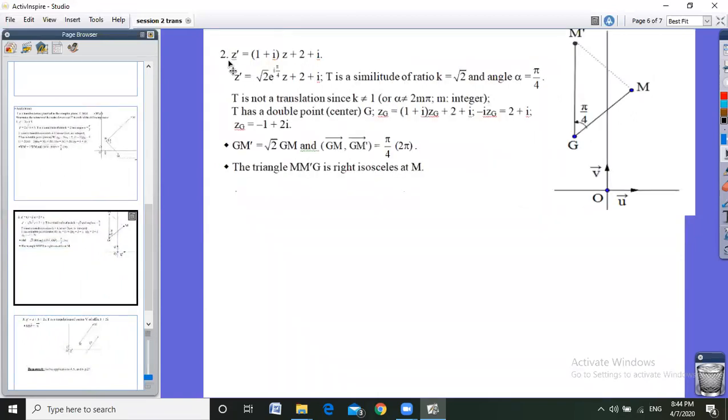Second application, same as before, we write 1 plus i in exponential form. T is also a similitude in this case, since K is radical 2, it's different than 1, and alpha is different than 0. So also we have the general case. Since T is a similitude, it's not a translation, it has a center. Similarly, you can find the center.